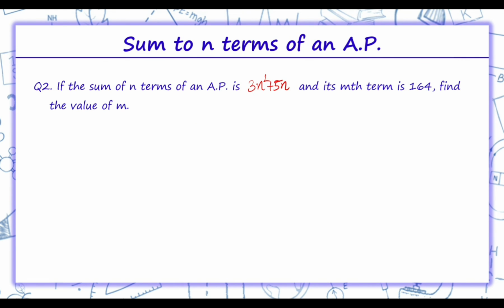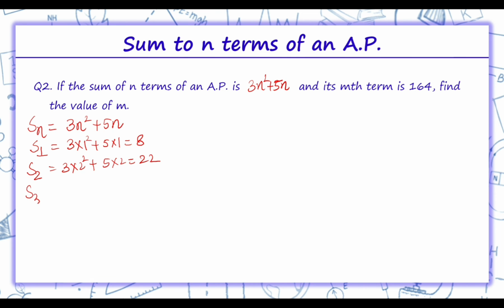So now the question is, if sum of n terms of an AP, that is Sn, is 3n square plus 5n. In place of n we'll write 1. We'll get 3 into 1 square plus 5 into 1, which is 8. In place of n we'll write 2. 3 into 2 square plus 5 into 2, it will be 12 plus 10, which is 22. S3 will be 3 into 3 square plus 5 into 3, so 27 plus 15, it will be 42.